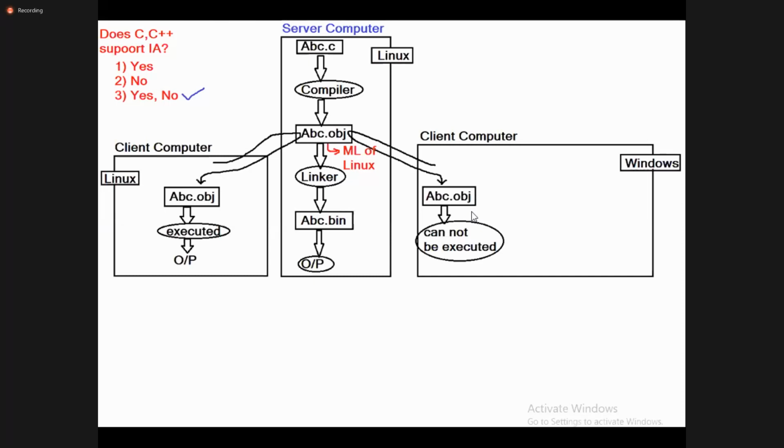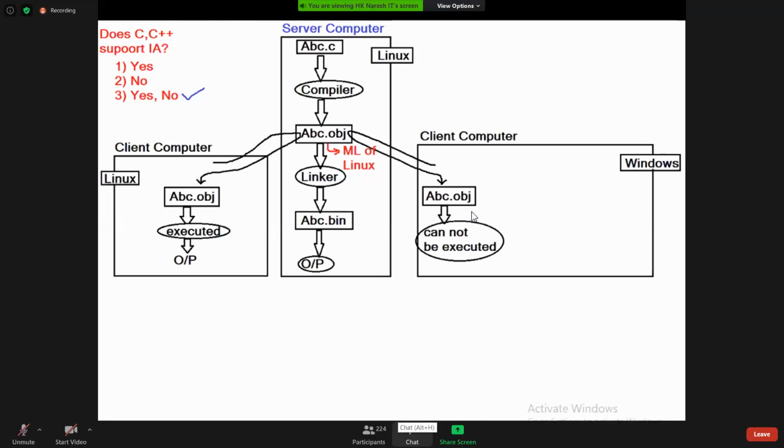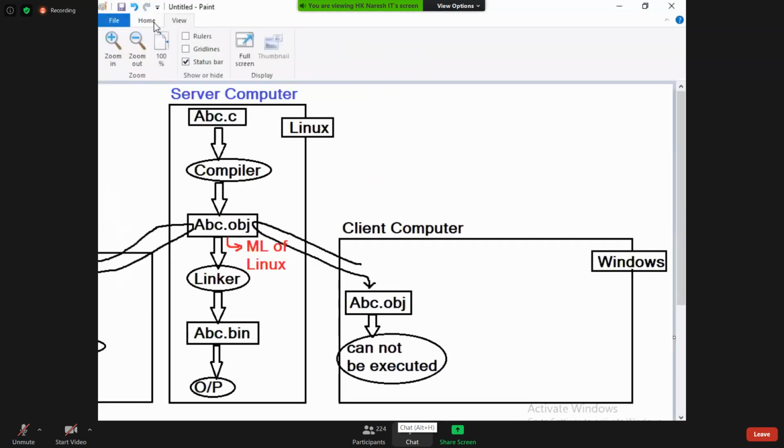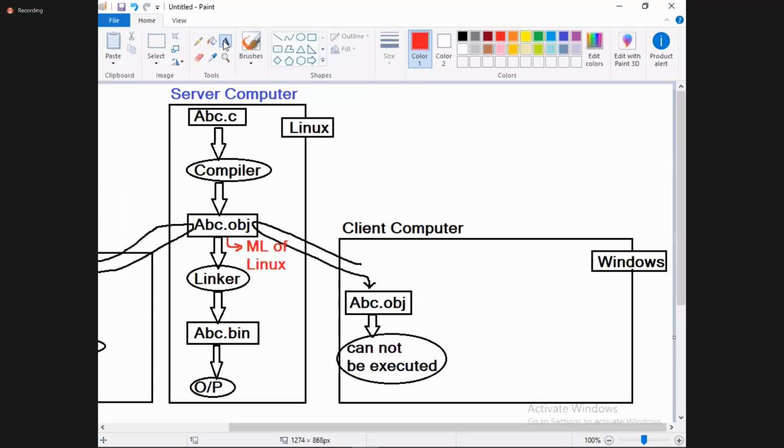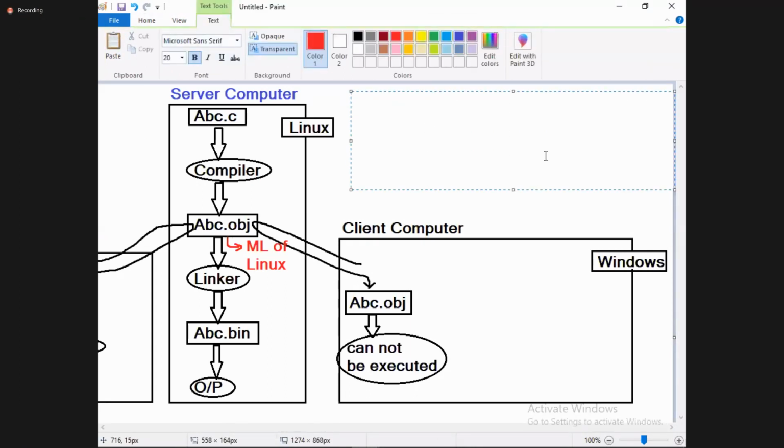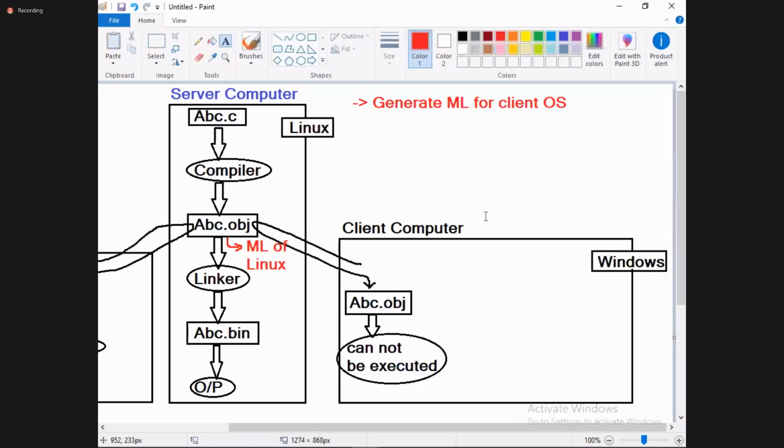Achha, your target is executing, na. If you want to execute, what do I need to generate? Machine language of the client computer. The first point that should come into your mind: how can I achieve platform independency? Simple point. Platform independency means running the program in a client operating system. If you want to run the program in the client operating system, what do you need to do? Generate machine language for the client OS. Problem solved. First target, first point: generate machine language for the client operating system.